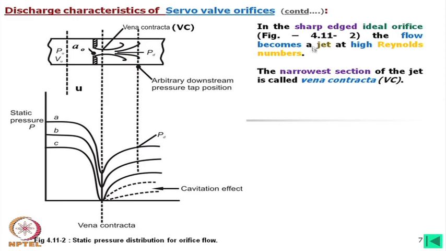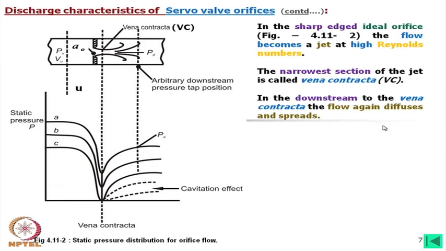And this jet flow is desired for many valve operations. The narrowest section of the jet is called the vena contracta, which I have explained already. Downstream of the vena contracta, the flow again diffuses and spreads, which is shown here.